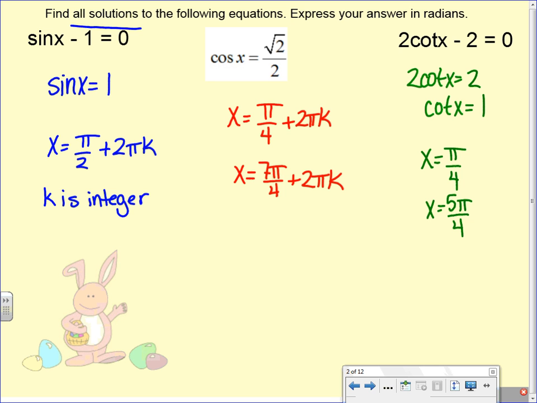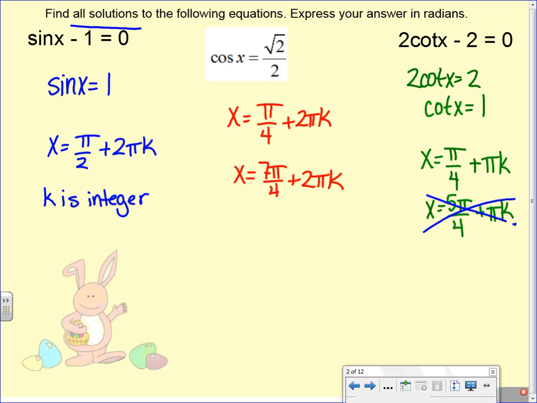Cotangent has a period of what? Pi. So to the end of these, we're going to add pi k. Now something kind of interesting happens here. Let's say k is 1. If I take pi over 4 and add on 1 pi, where do I end up? I end up at 5 pi over 4. So these 2 sets of answers are actually equivalent. This is a redundant piece. If you list both of them, I'm not going to take points off because it's the same set of numbers, but you do not need it because that pi takes you to the other solution. Same thing's going to happen with tangent because of its period. Okay?